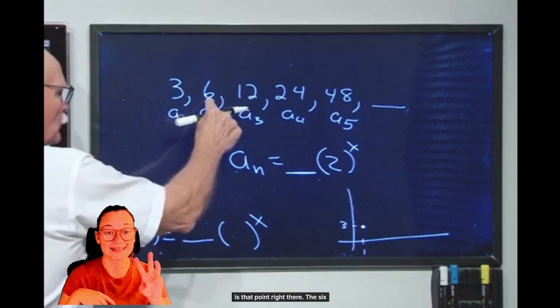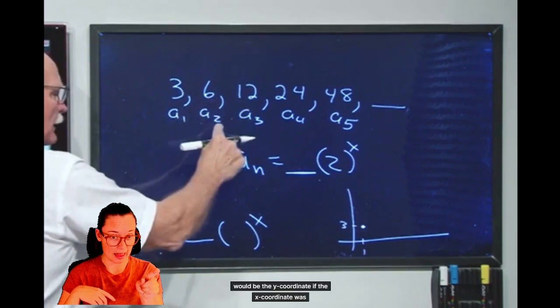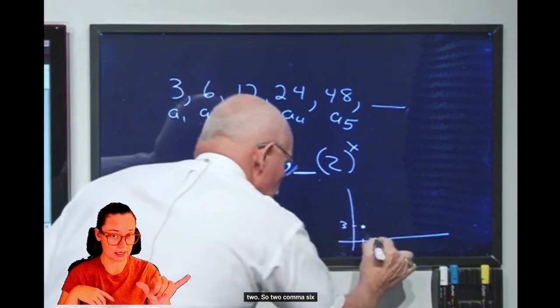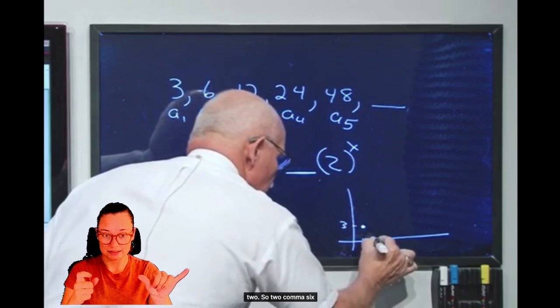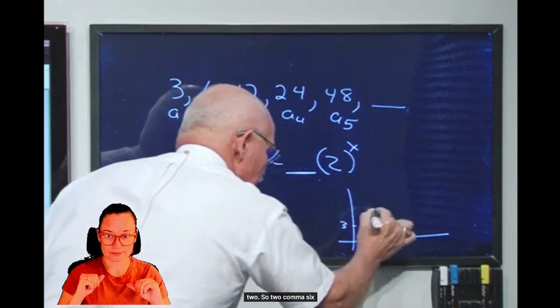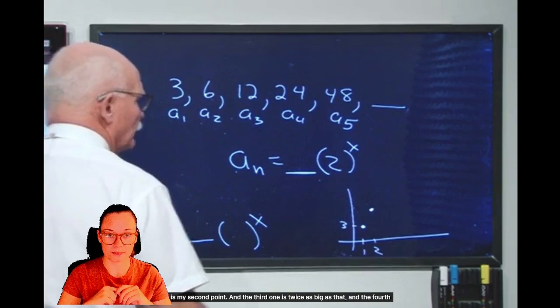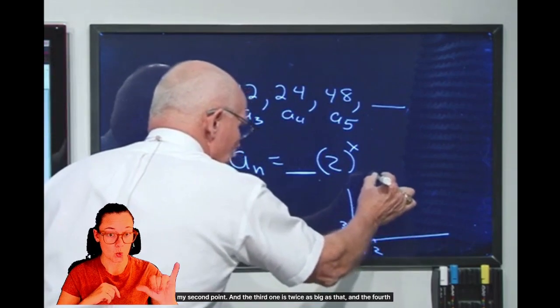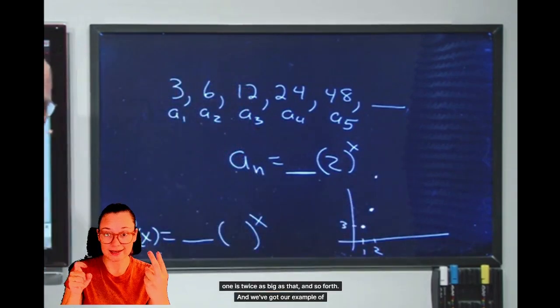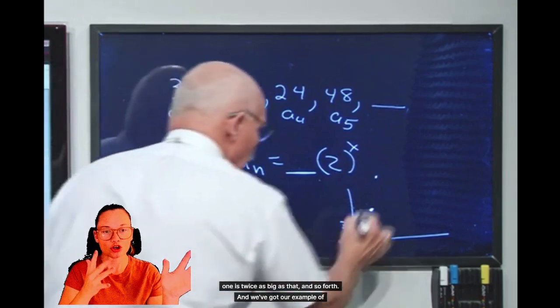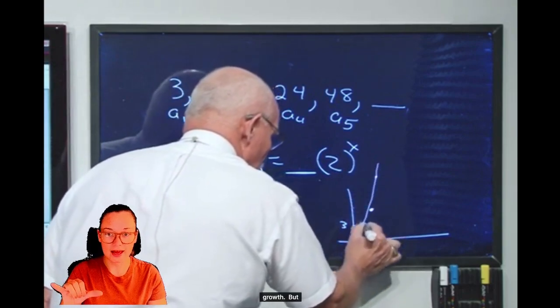The 6 would be the y-coordinate if the x-coordinate was 2. So 2, comma 6 is my second point. And the third one is twice as big as that, and the fourth one is twice as big as that, and so forth. And we've got our example of exponential growth.